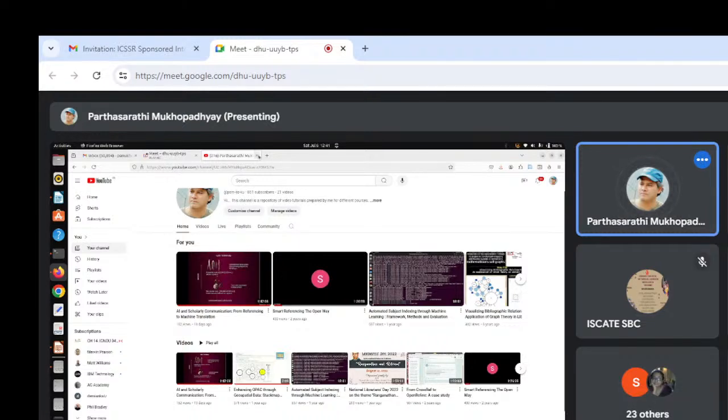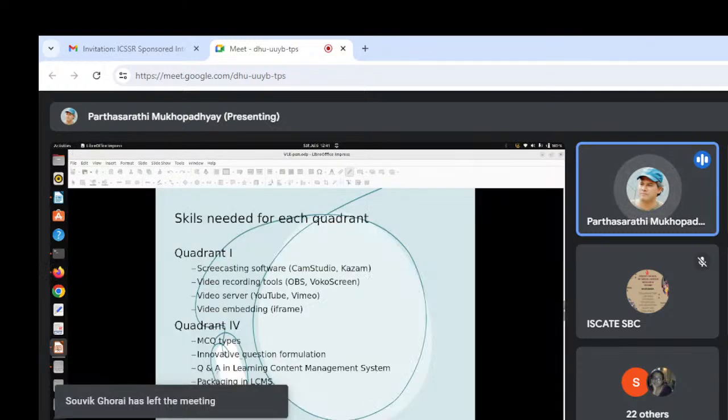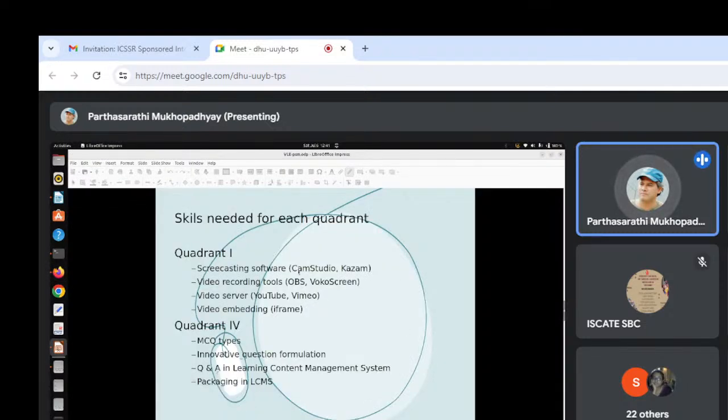So it's not actually the equipment, it's actually the content. Content is still the key. So you can utilize open source tools for your screen capturing software, like Cam Studio for Windows, Kazam in Linux, and OBS, Open Broadcaster Software, a video recording tool that is completely open source and runs on both Windows and Linux. You can upload your video to YouTube, Vimeo, and different free hosting services.